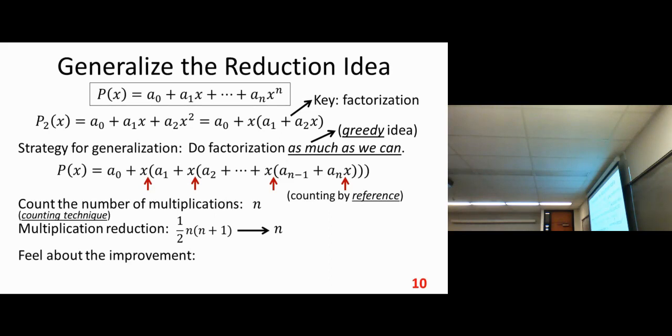So let me try a few numbers. First number, when n equals 1,000. Let's compare these two numbers when n equals 1,000. The first expression, let's plug in 1,000, we get 500,000. So the improvement is from 500,000 to 1,000. That's the 500 to 1 ratio.